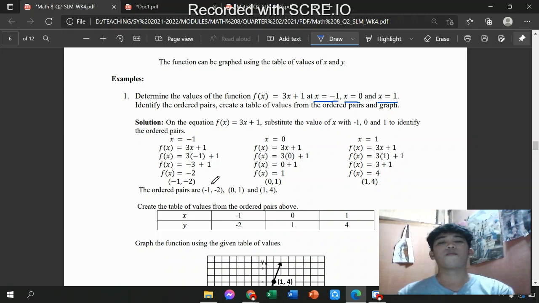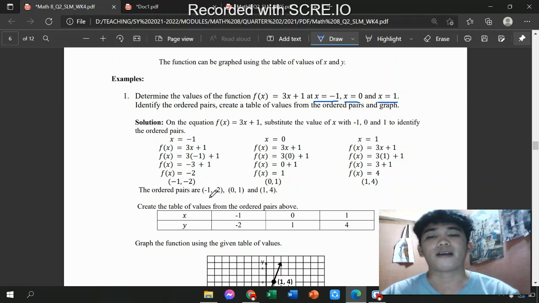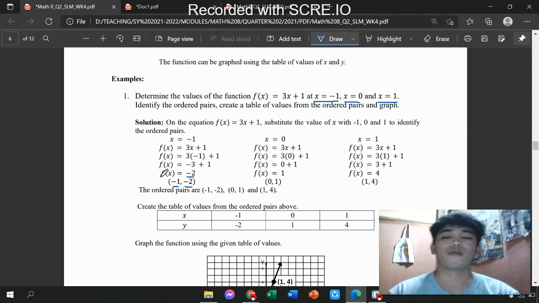Then, ato na siyang i-simplify. 3 times negative 1 is equal to negative 3. Then, copy plus 1. Then, negative 3 plus 1 equals negative 2. So, makuha na ni ang atong ordered pairs. Ang x ato is negative 1. Then, ang atong nakita nga y is negative 2. Kaya di ba ang f of x is just the same with y. So we have our first ordered pair, negative 1 and negative 2.